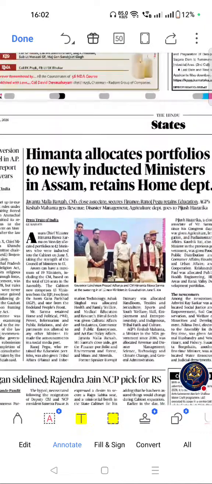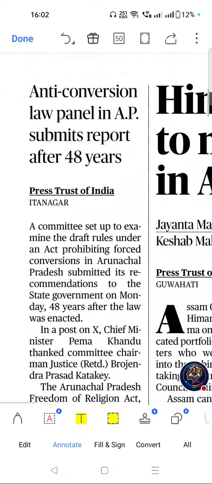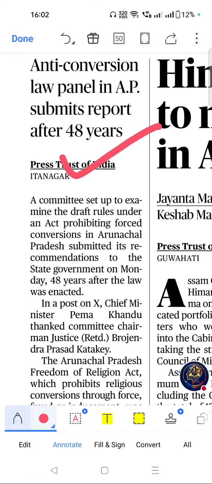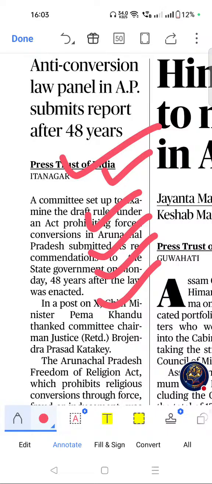Next important article from this page number 3 was this one. Anti-conversion law panel in Arunachal Pradesh submits a report after 48 years. If you see the importance, freedom of religion is a highly important UPSC polity topic. Anti-conversion laws frequently appear in UPSC. Questions on fundamental rights are common across UPSC, SSC, and state PSC exams. Relevant to debates on secularism and constitutional governance, and it is important for understanding central state legislative powers.